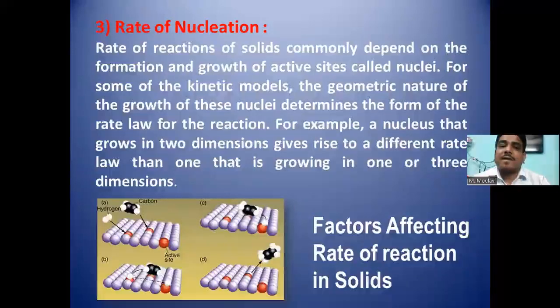Based on that, third factor is the rate of nucleation. The active sites formed on the solid surface are called nuclei. Nuclei are the active sites on the solid surface, and these nuclei or active sites are responsible for the reactivity of the solid. So the rate of reaction in case of solids commonly depends on the formation and the growth of active sites, and those active sites are called the nuclei. For some of the kinetic models, the geometric nature of the growth of these nuclei determines the form of the rate law for the reaction. For example, a nucleus that grows in two dimensions gives rise to a different rate than one growing in one or three dimensions. So this is the formation of active sites on the surface of the given solids.